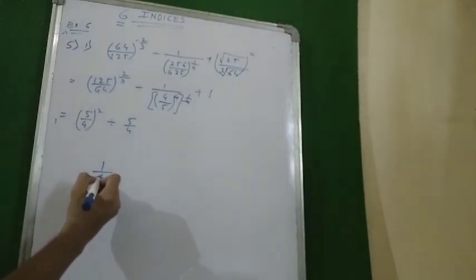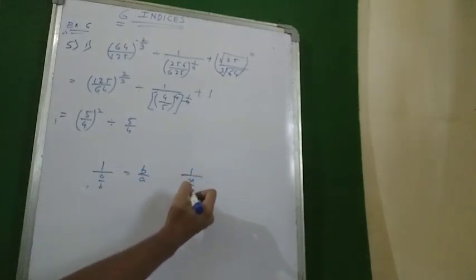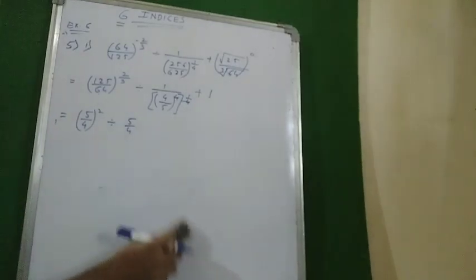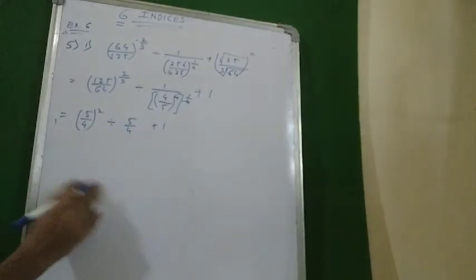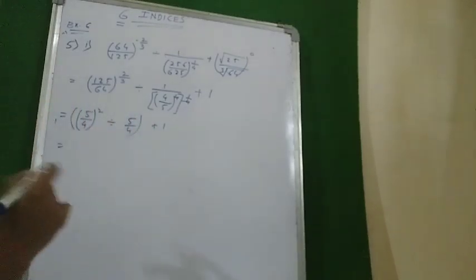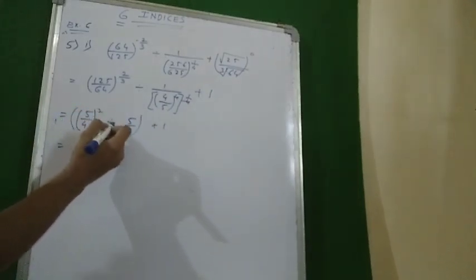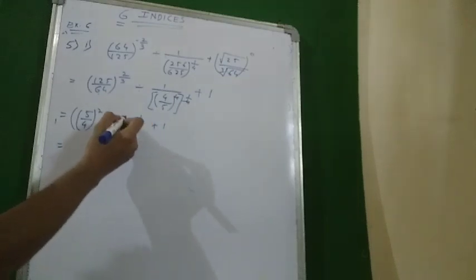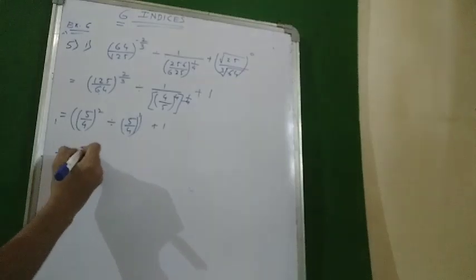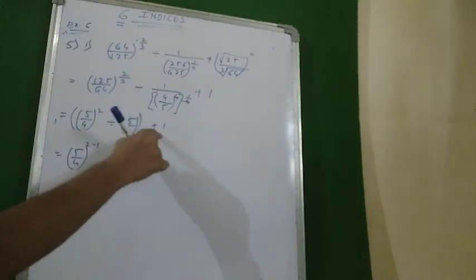Pay attention, 1 upon a upon b is nothing but b upon a. 1 upon x upon y is nothing but y upon x. So 1 upon 4 upon 5 is 5 upon 4, and it is plus 1. So we have 5 upon 4 squared. Okay, see, we do division first, then addition. So it is (5 upon 4) raised to 2. Raised to nothing means 1. Okay, so bases are same. I can say that (5 upon 4) raised to 2 minus 1. This plus 1 as it is.